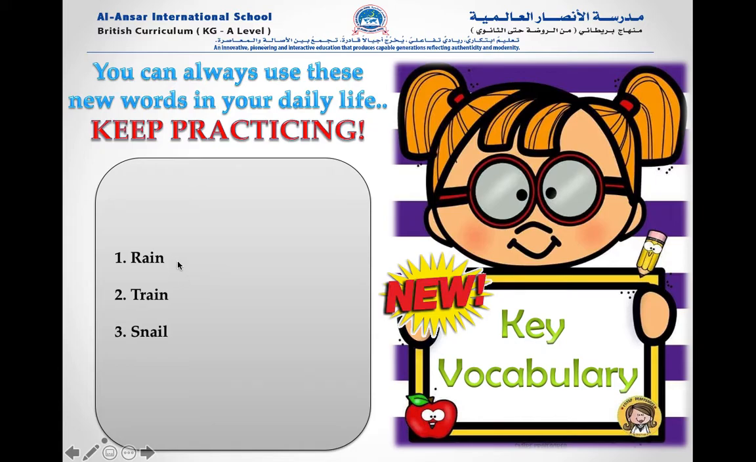So the words that you are going to be learning today are rain, train, and snail. Now, can you get the idea? The A-I sound. What sound does it make? Listen again. Rain, train, snail. I want you to keep the answer in your head, and I will ask you when we start with the rest of the lesson.